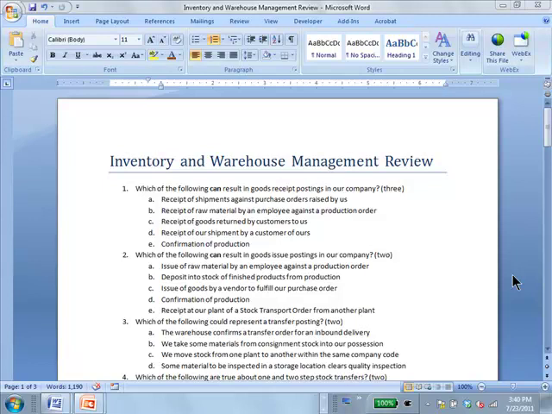But this can happen too, right? In a production area, but that's not storage. Goods issue posting occurs only for inventory management. That's not an inventory management operation. That's not a goods receipt posting, right? So A is right, receipt of shipments against purchase orders raised by us. We received the goods, the vendor delivered. B is not right. B is actually a goods issue.